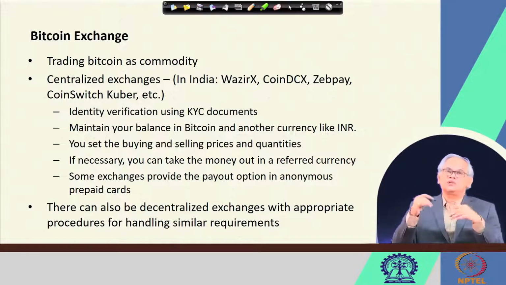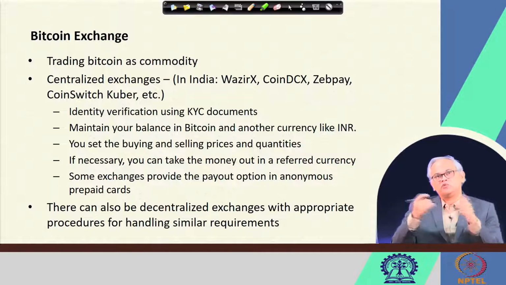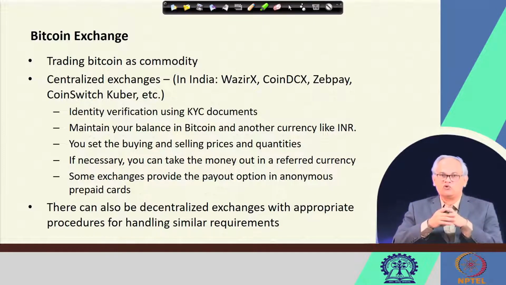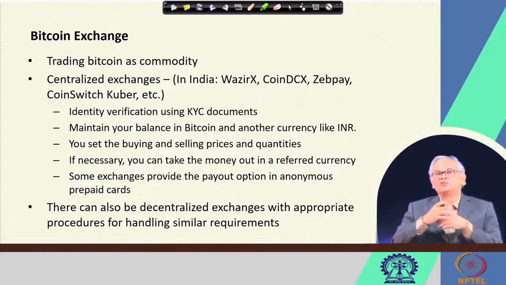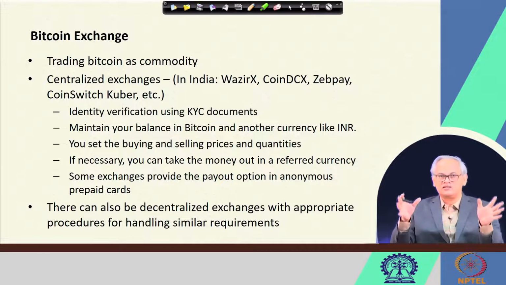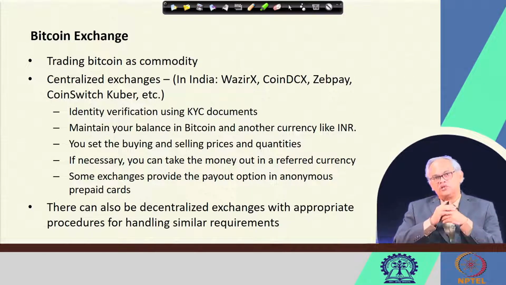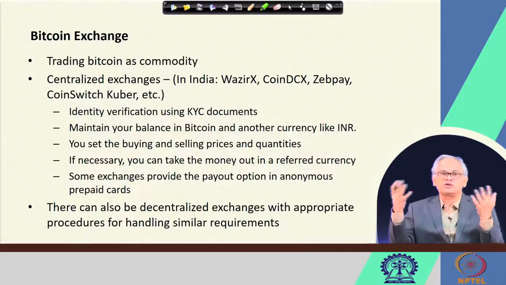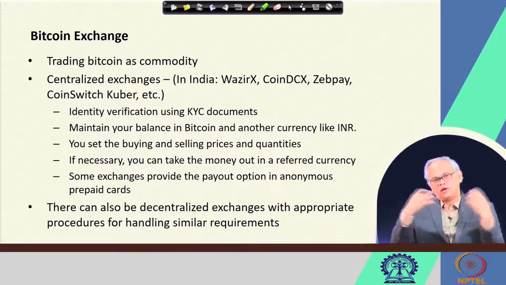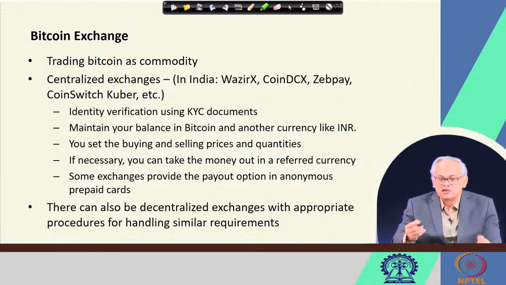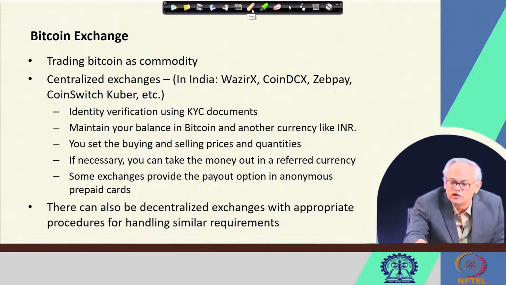And also there could be some decentralized exchanges with appropriate procedures for handling similar requirements, because after all these Bitcoin and other blockchain networks are supposed to be completely decentralized in their operations. If you have centralized exchanges, then this notion of decentralization goes. So, there are technical ways of actually implementing such decentralized exchanges, which is an important concept.